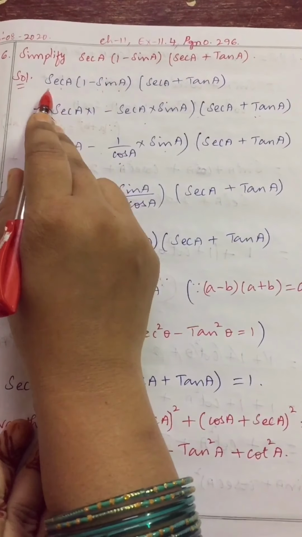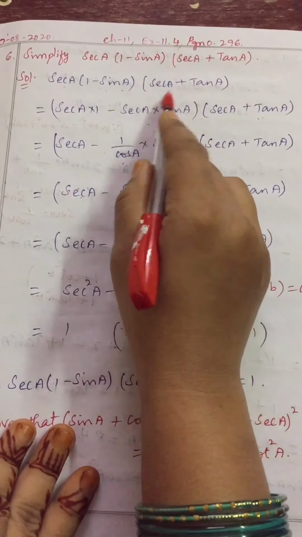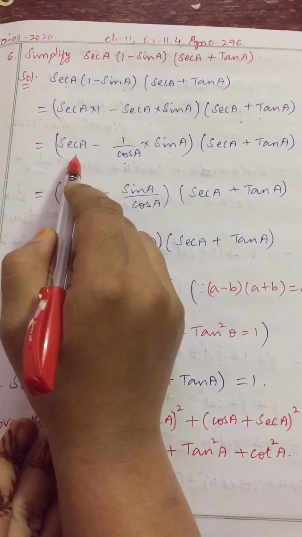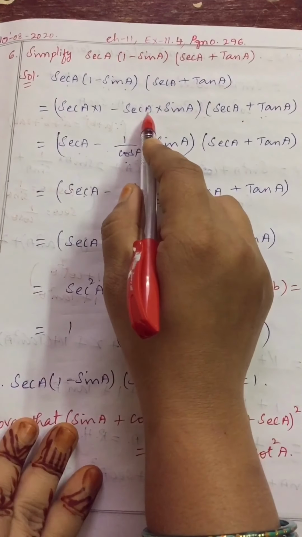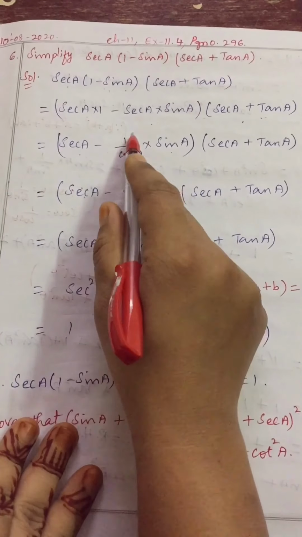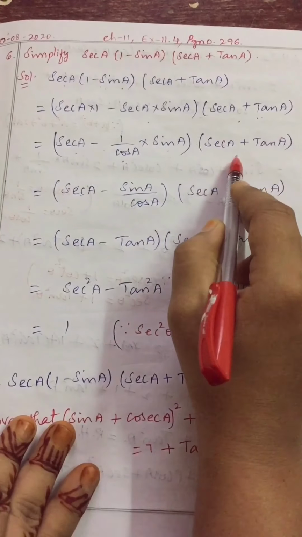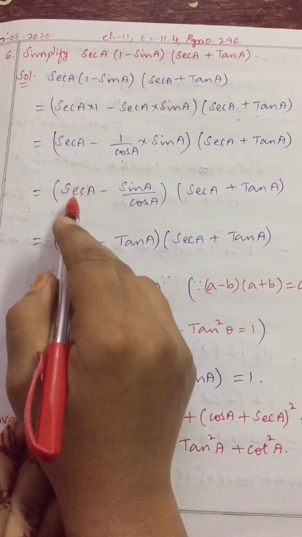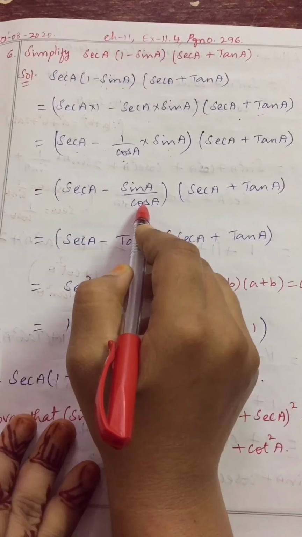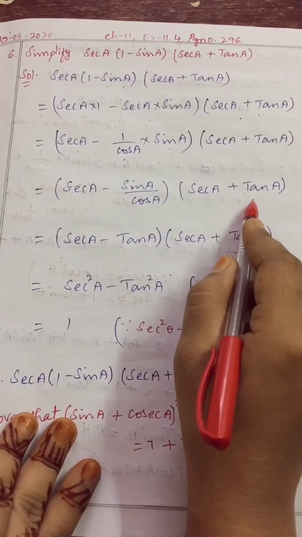What are those two terms? Secant a into 1 minus secant a into sin a, into secant a plus tan a as it is we are writing. Clear children? So secant a into 1 is secant a, minus secant a, the reciprocal of cos only, so we are writing that. Secant a is nothing but 1 by cos a into sin a, then into secant a plus tan a as it is. Clear children? Secant a as it is minus 1 into sin a whole divided by cos a. Clear children? Into secant a plus tan a as it is we are writing.